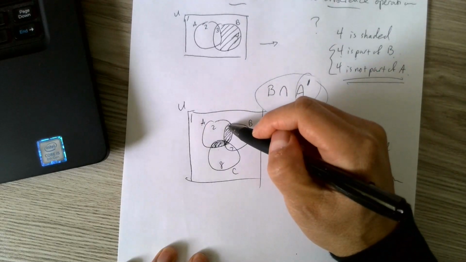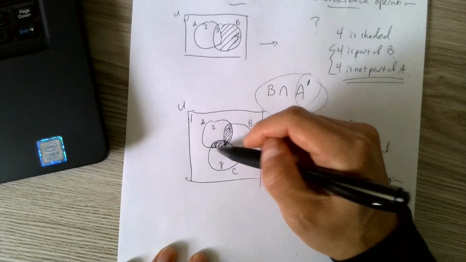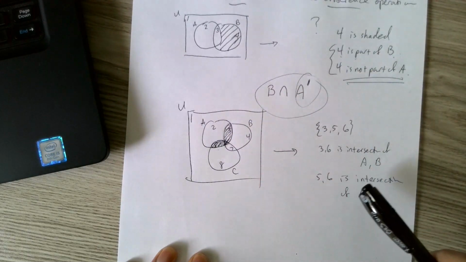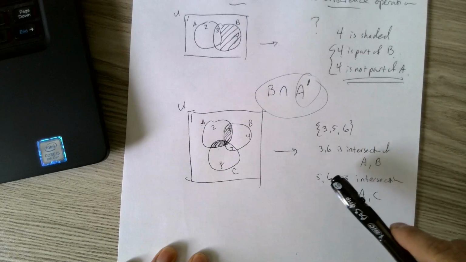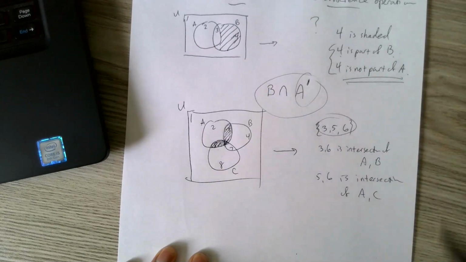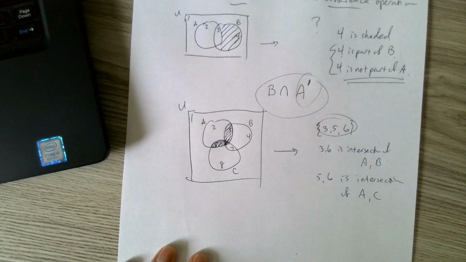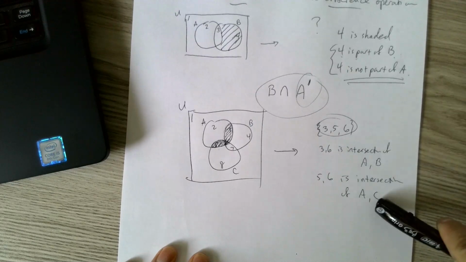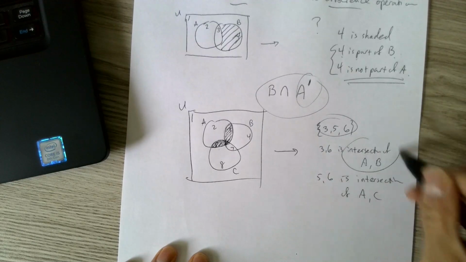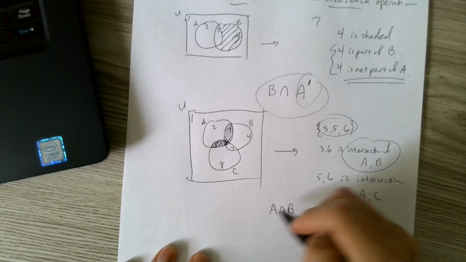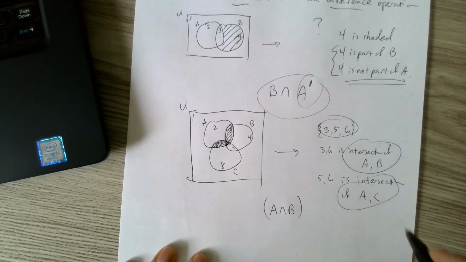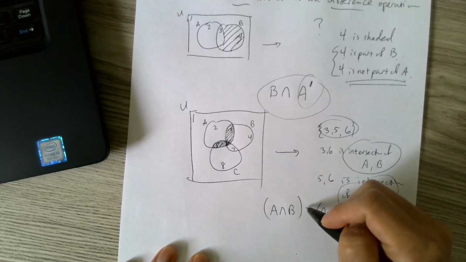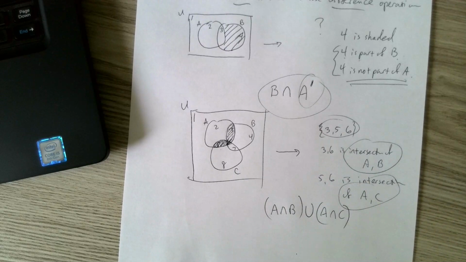And this final shaded region is just the union of 3, 6, and 5, 6. This final region is 3, 5, 6, right? So I simply have to union this with this. So I take the intersection of A and B and the intersection of A and C, and I union them. And there I have it. This matches that Venn diagram.